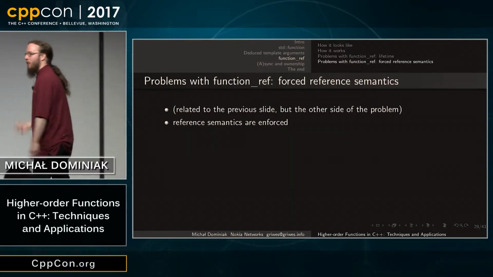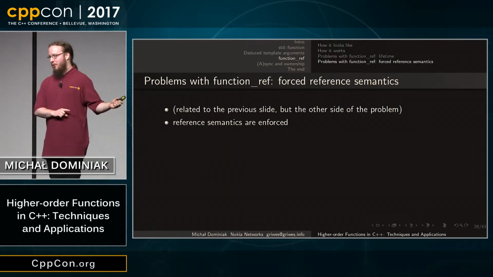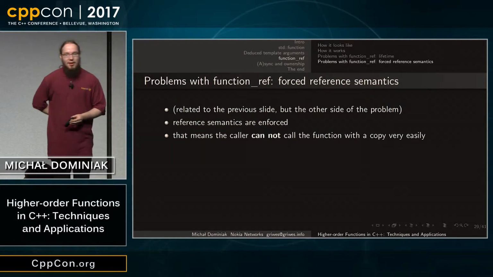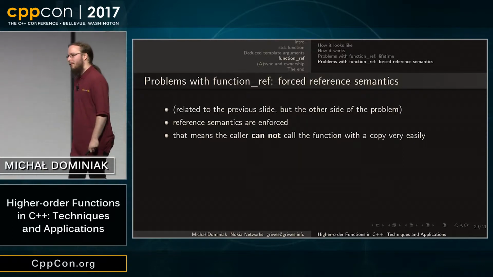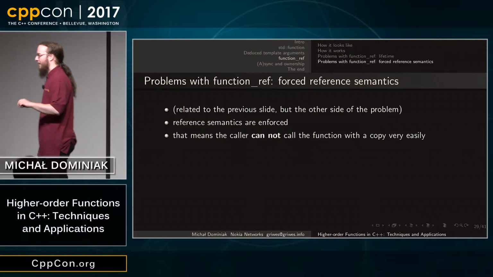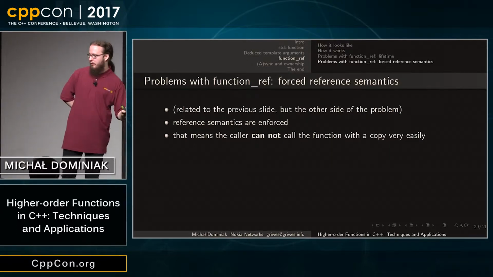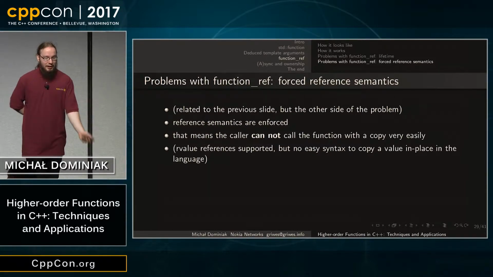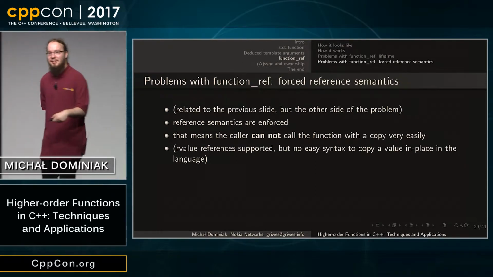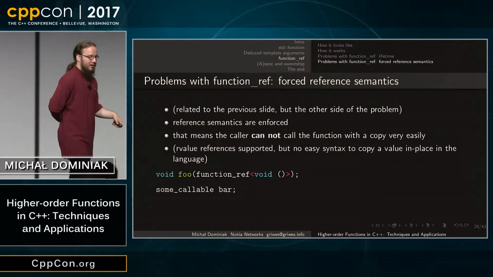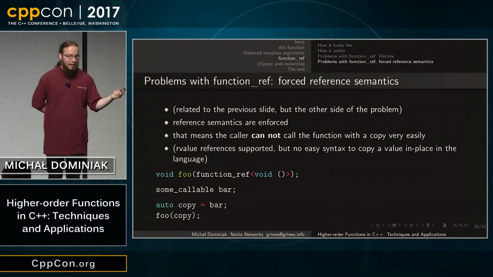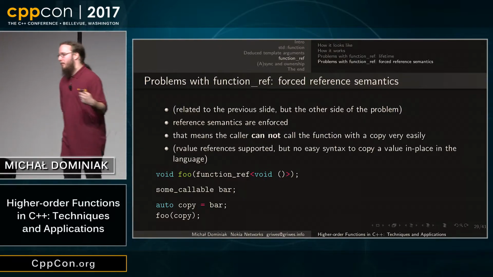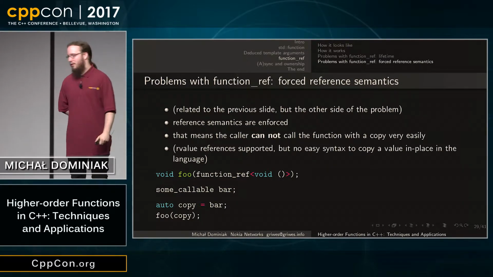So, function forces reference semantics. This is the same problem as on the previous slide, just the flip side of it. And this means that it's not very easy to pass a copy of the value that we have. If we explicitly want to pass the object we have as a copy, because we know that in a given case it's safe, there is no easy syntax to do this. And this is why I support R-value references there. So I have a function ref, and I have some callable, and I want to pass a copy. This passes a reference. This will pass a copy, but at the price of having a separate statement, right? That statement might be completely disconnected from the code that uses it in some cases.